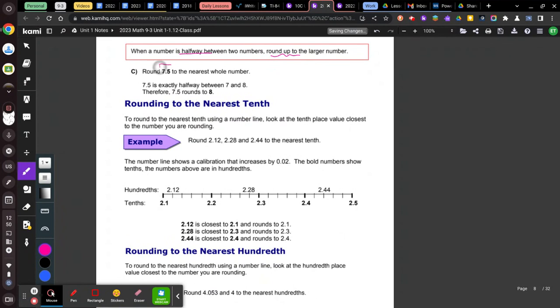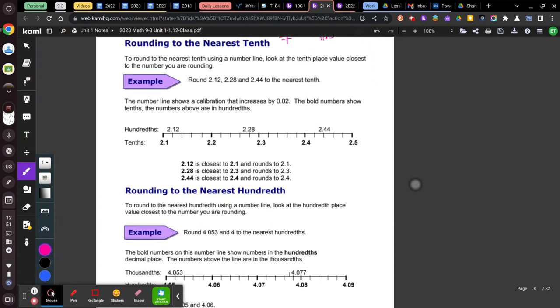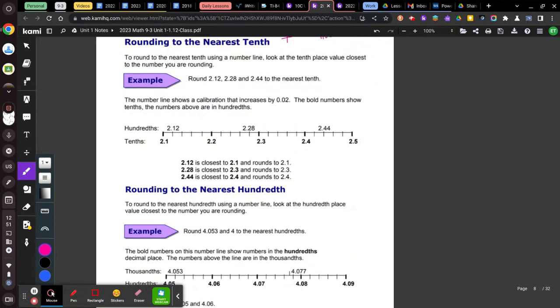So if I take a look at the number 7.5, and if I were to have a number line, and I had 7 over here, 8 over here, 7.5 is in the middle. So it is halfway in between. If I was rounding to the nearest whole number, anything from 0.5 over gets rounded up. So it would round up to 8 to the nearest whole number. Okay, so that's rounding. Now we're rounding to the 10th, that's rounding one decimal place.